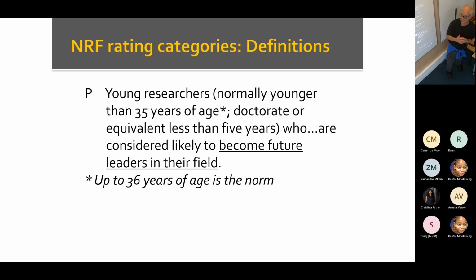And the P, we're now going to what I call the junior ratings. The age, this is why I call them junior, 35 years or younger, with a doctorate in the last 5 years, demonstrating that they're a future leader. Demonstration of futureness is a difficult thing, but you can do it.